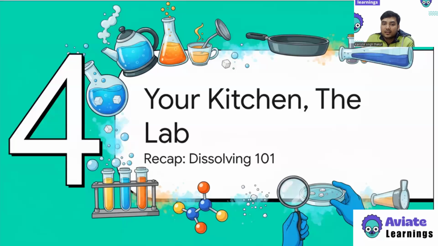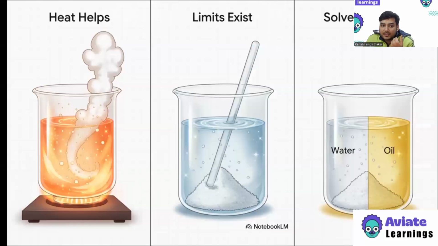So this was the third experiment. Let's recap what we studied. First, heat matters in solubility. Second, the saturated solution: there is a limit, called the saturation limit, and a solution at that limit is called a saturated solution. And in the third one, we saw that it also depends on the solvent. Water can dissolve something, but oil cannot.